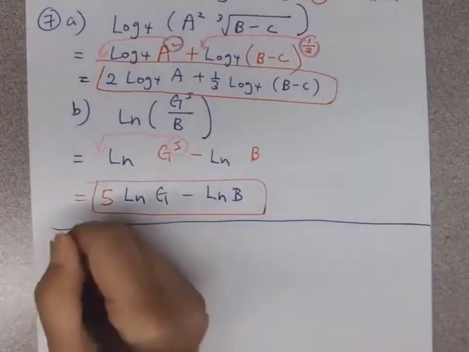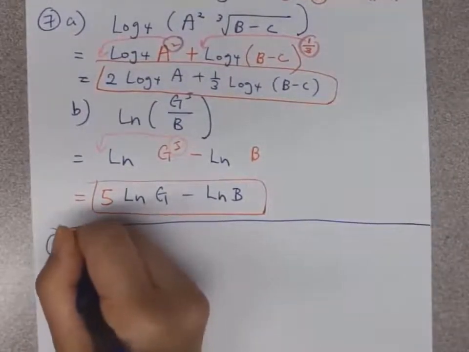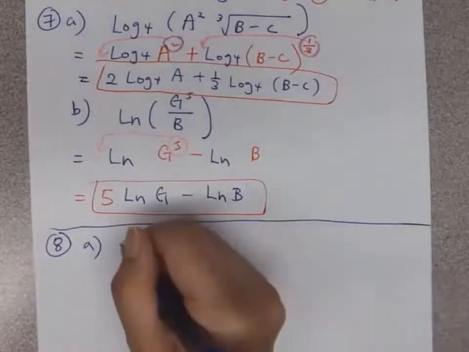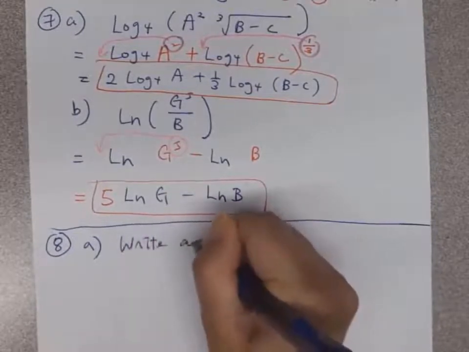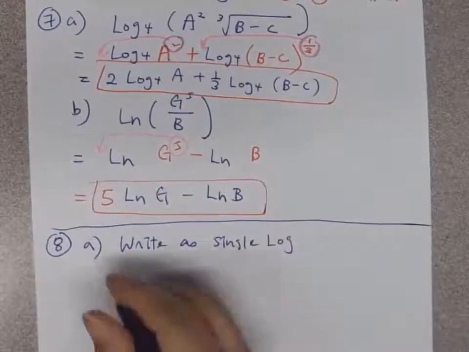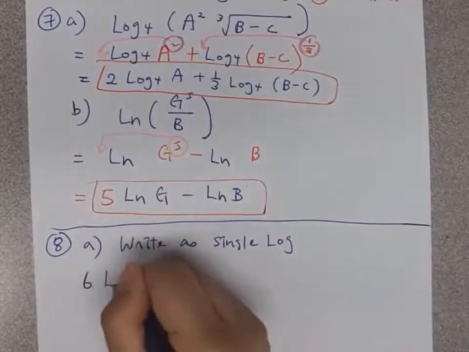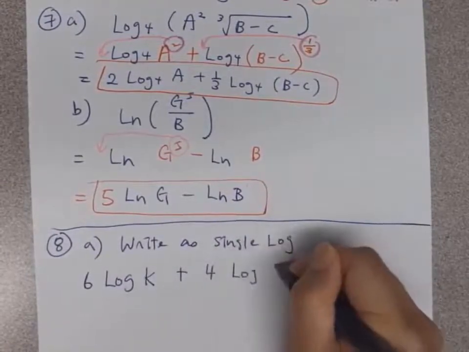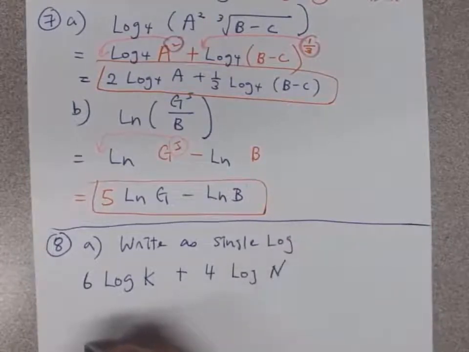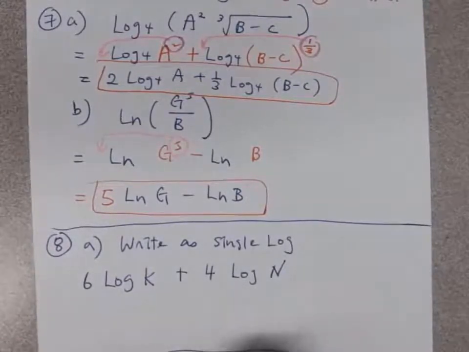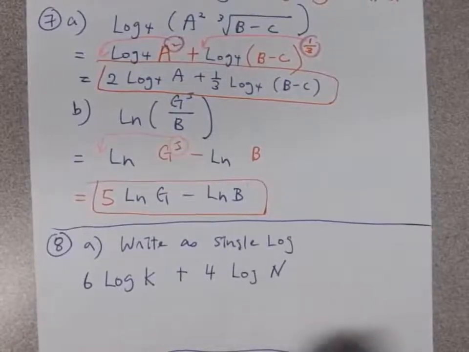And then we have the condensing part, which is doing the opposite, right? Let me see. So we can do, write this as a single log. Okay, so if we're writing as a single log, we have one question, say 6 log k plus 4 log n. And another: 1/5 of ln A minus 2 ln B minus 3.